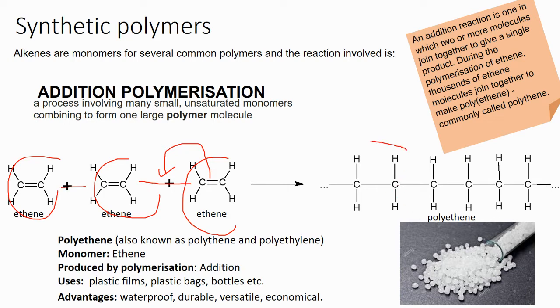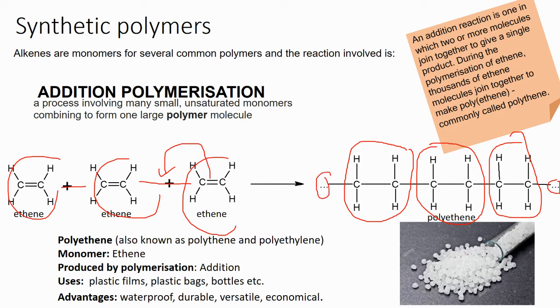So you can see that is the repeating unit. And for this example, I've got 3 repeating units of ethene and it becomes polyethene. And now it's just got single bonds, and I've just used these 3 dots at the end to show that it repeats to make really big long chains. So the monomer is ethene and the polymer is polyethene. It's produced by addition polymerization.